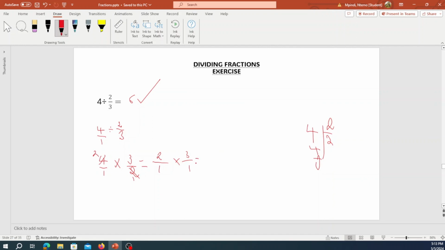Now the bottom looks the same. We don't need to worry about it. All we have to put here is 1 and 2. This one is going to be 2 times 3 equal. It's going to be, let me fix it.